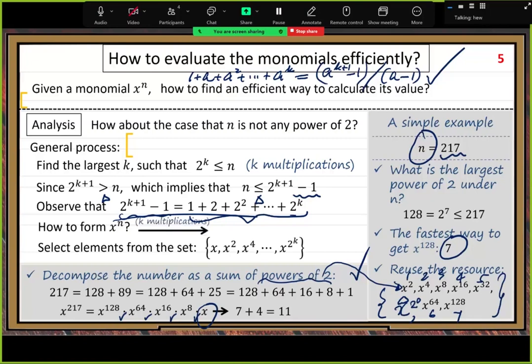I have a question. For k in this case, it's 7, right? Yes. And then 2 to the k plus 1 minus 1, in this case, would that be 255? Yes. Okay.